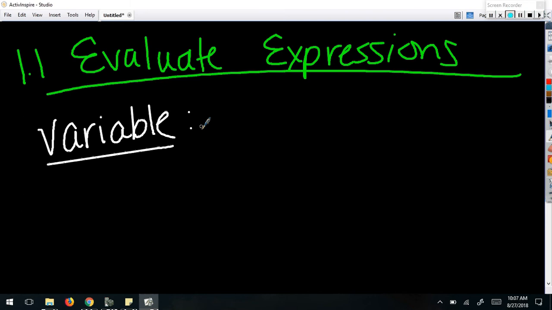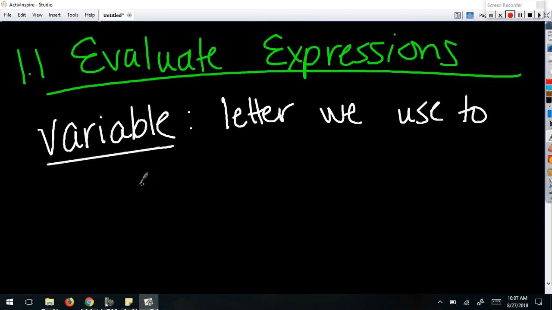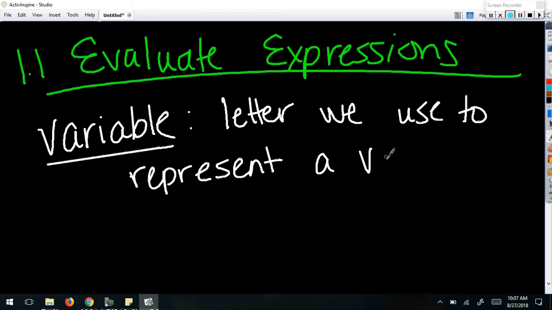So a variable is a letter that we use. We'll make this a good definition here. Let's see. A letter we use to represent a value. And that value can change. It can vary. That's why we call it a variable. What variable are you probably most familiar with? X and Y, right? Those change.